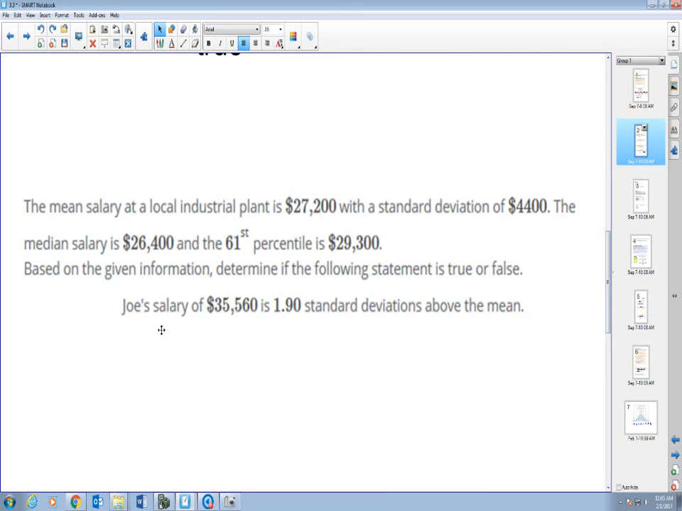So this example is saying Joe's salary, $35,000, is 1.9 standard deviations above the mean. Is that true or false? Well, the mean is $27,000. This is Joe's salary, so Joe's salary got to be X. The sample mean is the X bar. The sample standard deviation is the S. So is Joe's salary 1.9 standard deviations above the mean? That just means we gotta find the z-score. That's what that problem is saying.